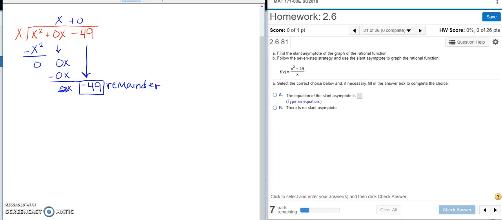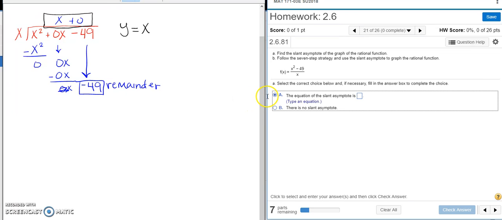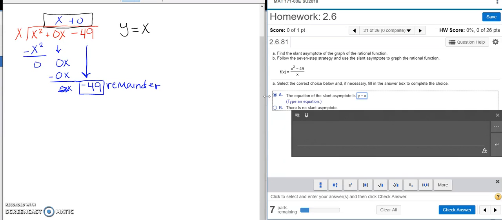Now, it is weird, like this is just a weird problem because we're only dividing by x. But the important part for slant asymptotes is the quotient. The quotient here, our answer, is y equals x with a remainder of negative 49, but we don't care about the remainder. y equals x is our slant asymptote.